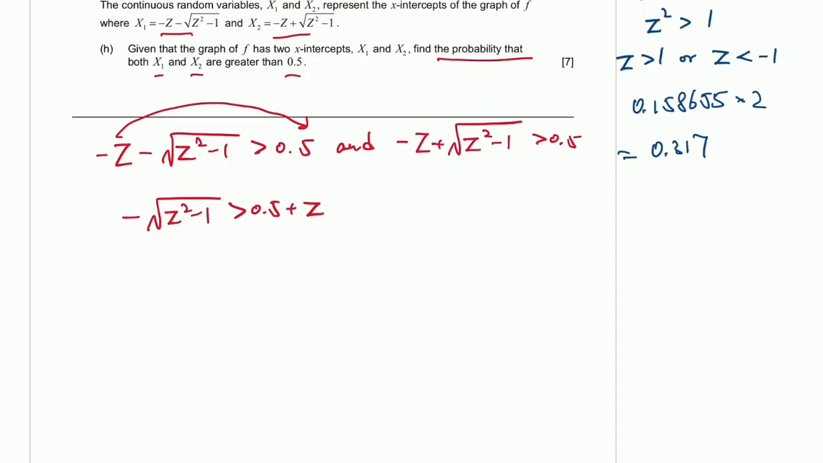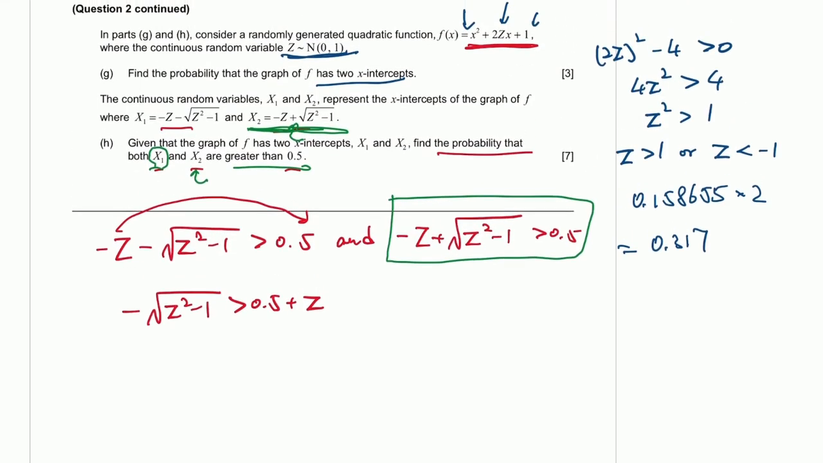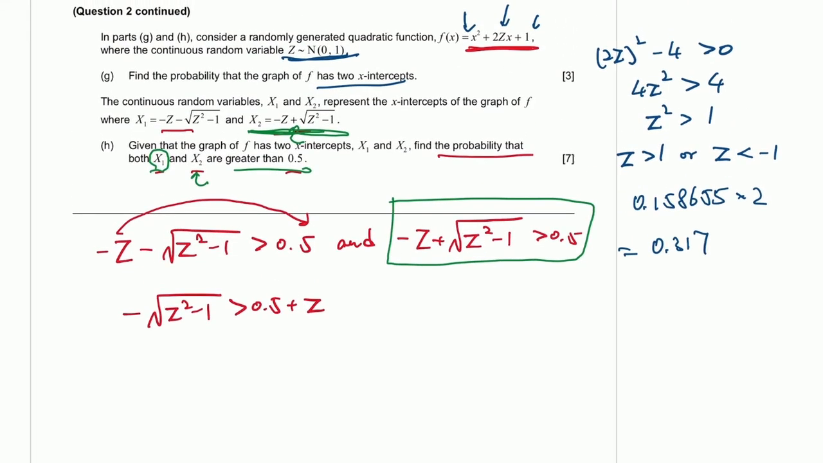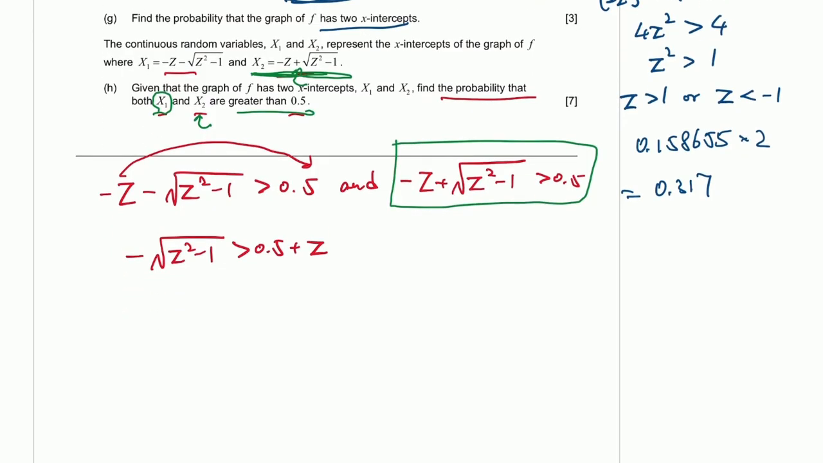Now the first thing is, if you think about it, this condition is actually useless because x2 is obviously the bigger root, right? Because of plus, right? You add something, you're bigger. So if x1, which is the small root, is already bigger than 0.5, then the bigger one is definitely bigger than 0.5. Yeah, so this condition is useless. We only need to take care of this.